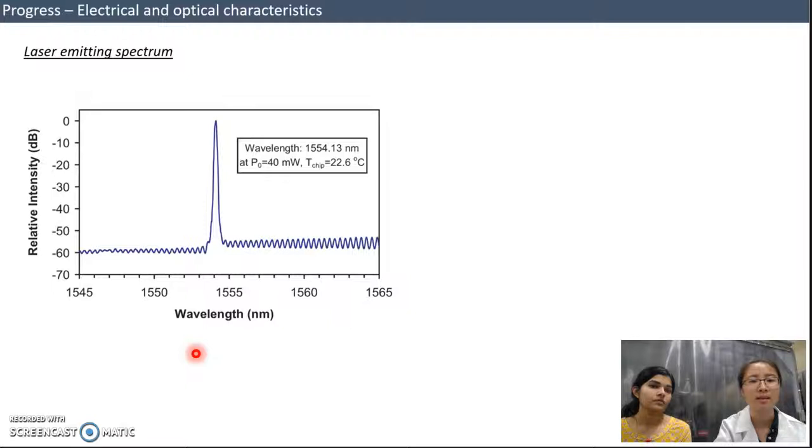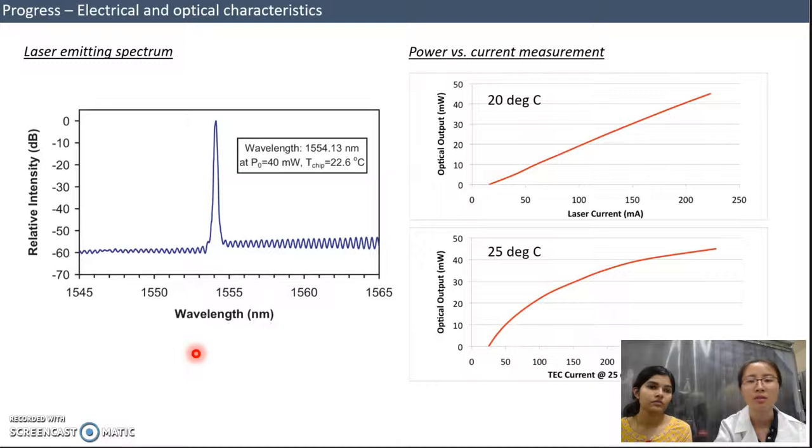As you may see, this is a single mode laser emitting at roughly 1554 nanometers at 22.6 degrees. And we also measured the power versus current, which is shown here at 20 degrees and 25 degrees. As we see, the threshold of the laser is strongly affected by the laser's temperature, and typically the laser's threshold will increase exponentially with the temperature.